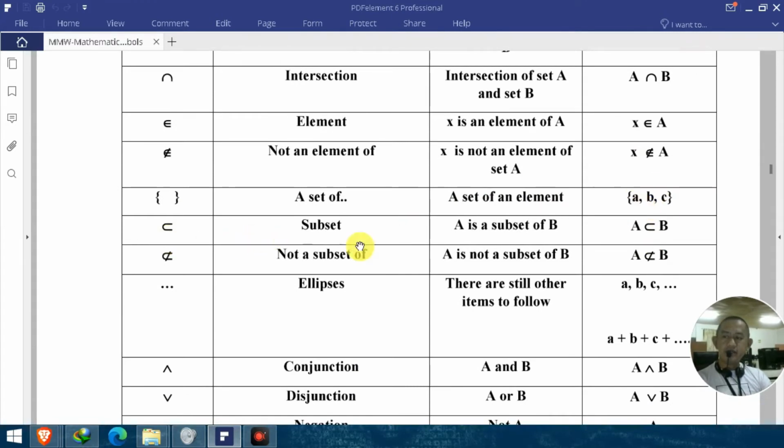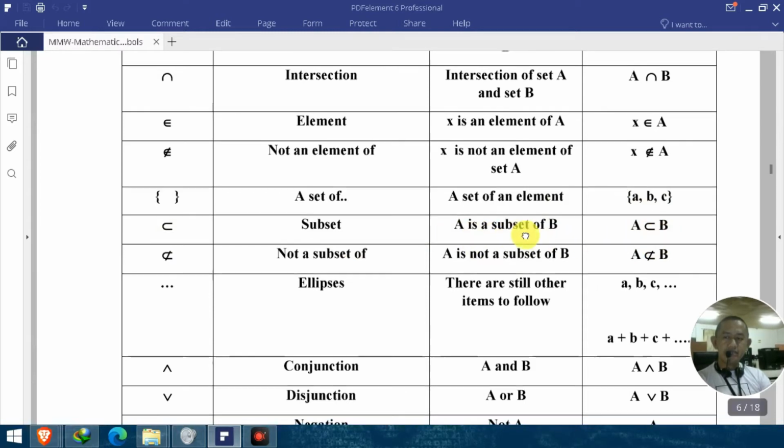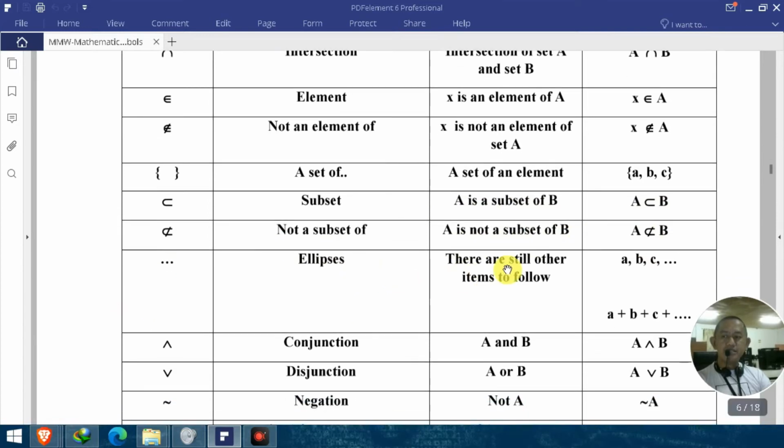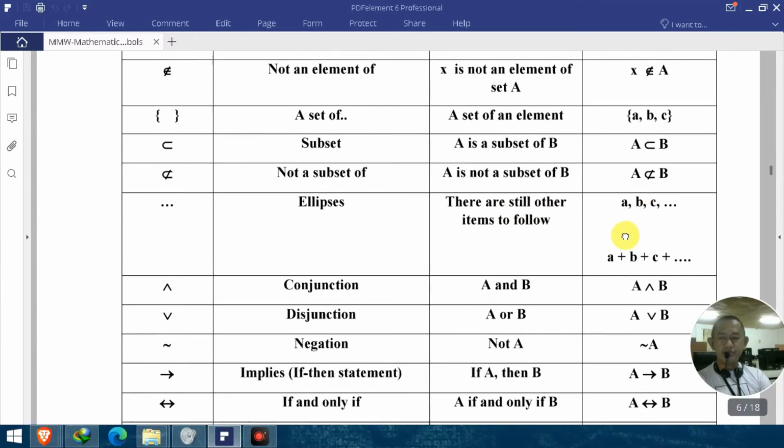So we have this one, a subset. A is a subset of B. So if you're going to read this, A is a subset of B. This one is A is not a subset of B, so that's the not a subset symbol. Then ellipsis, there are still other items to follow, so and so on, in English.